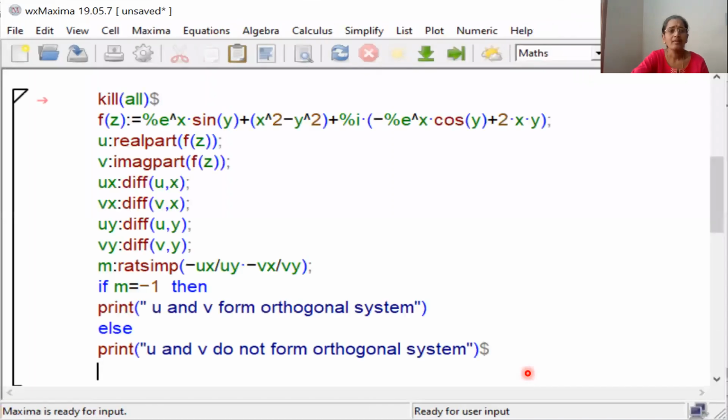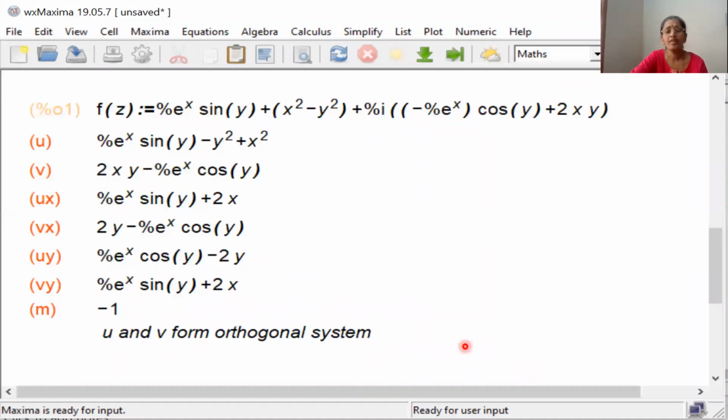Copy the command here. So this is the command in the Maxima window. Let us execute using shift enter. So this is the output we obtain. So this is the function f of z, and this is u, and this is v, that is the real part and the imaginary part. And these four are the partial derivatives of u and v with respect to x and y. And here comes the value of m, that is minus 1. Therefore, u and v form the orthogonal system.